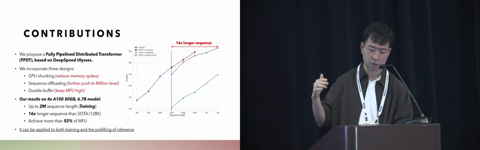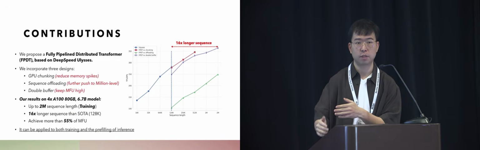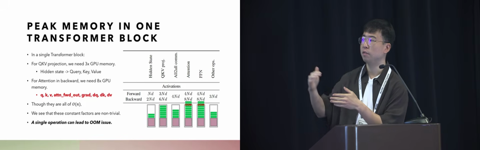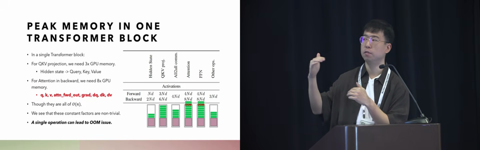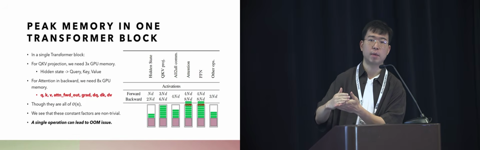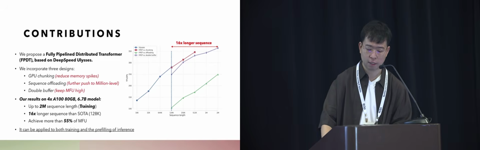And as I said, it can be applied to both training and the pre-filling stage of inference. I mention this because in pre-filling you don't have the backward, you only have the forward. But in forward, you will see there are still some bottlenecks. If you can reduce the spikes there, then you can apply similar strategies to pre-filling.